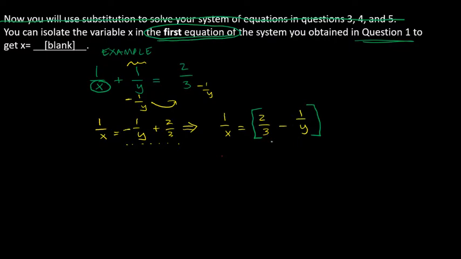Alright, so hopefully you remember how to subtract fractions that have different denominators. So I'm going to take 2 times y gives me 2y, minus 3 times 1 gives me 3, all over 3y. If you're not sure how I got here or you got a different answer, please review subtracting fractions with different denominators. Alright, so that gives me 1 over x equals (2y minus 3) over 3y.